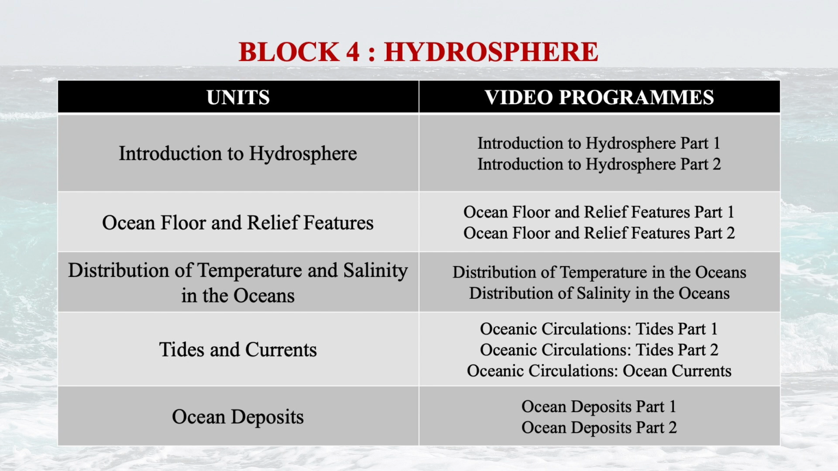Actually, there are 5 units in this block: Introduction to Hydrosphere, Ocean Floor and Relief Features, Distribution of Temperature and Salinity in the Oceans, Tides and Currents, and Ocean Deposits. All these 5 units have been bifurcated into altogether 11 video programs, in which the first unit is divided into 2 parts, and similarly the second unit is done in 2 parts, and the third unit is done separately, like we are dealing with distribution of temperature in the oceans in one part, and distribution of salinity in the oceans in the other part.